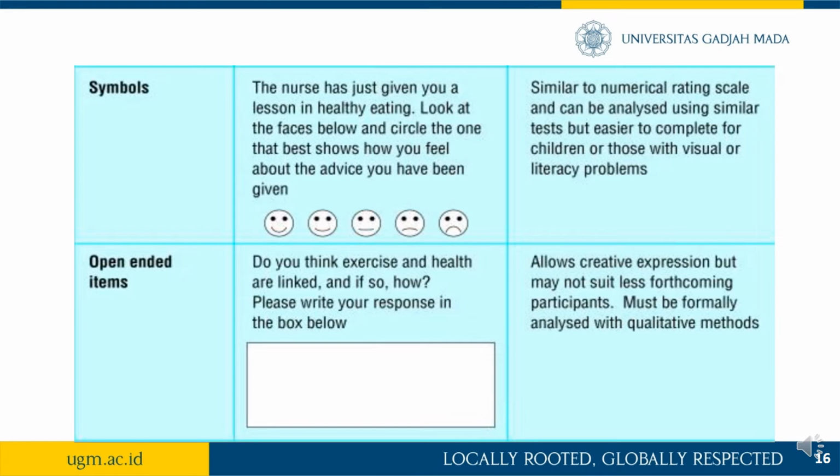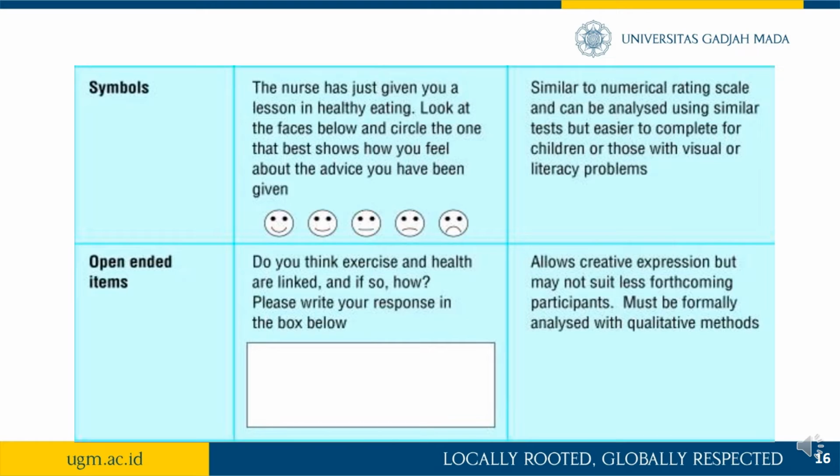And then we can use symbols with pictures, for example about patient feeling, or patient satisfaction with the advice from the pharmacist. Similar to the numerical rating scale, it can be analyzed using similar tests, and it is suitable for children, teenagers, or those who have visual or literacy problems, because it is very easy to choose with the visual figure.